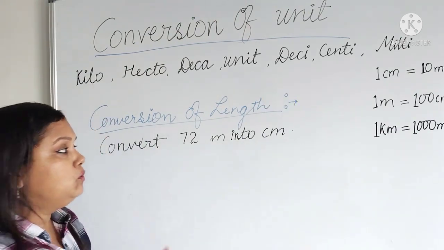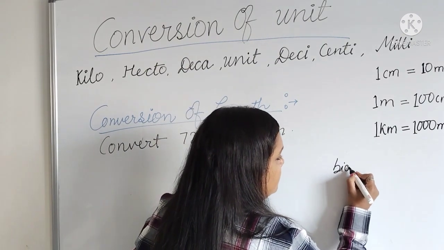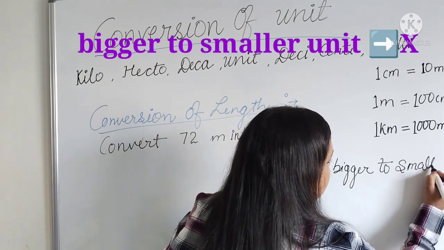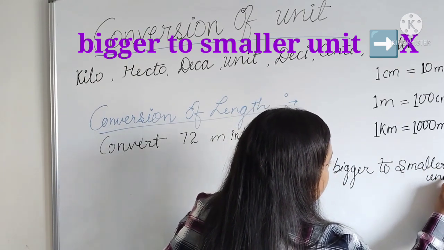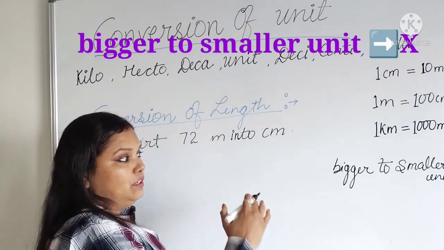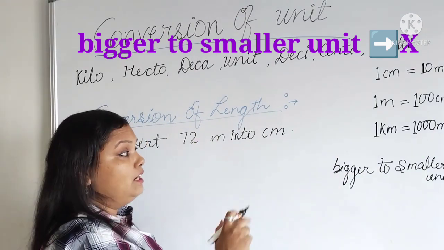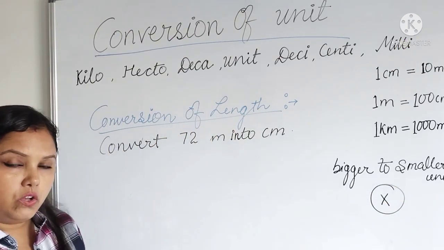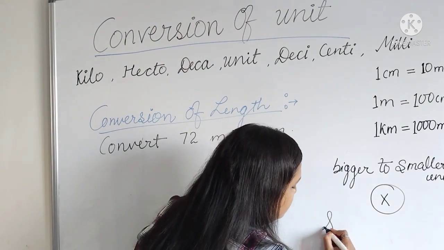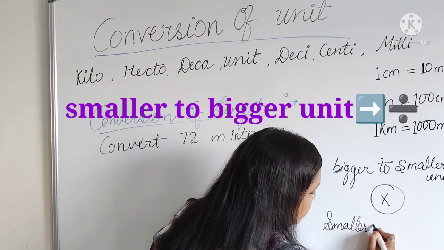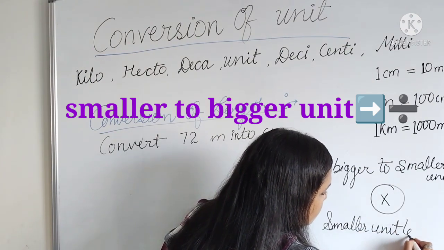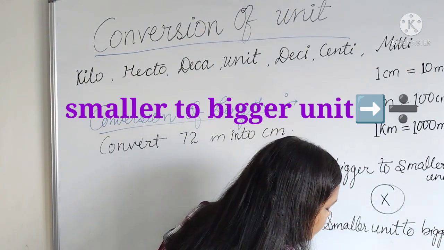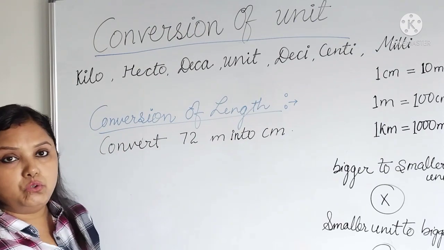So whenever we want to go from bigger to smaller unit, like meter to centimeter, what we need to do? We need to multiply. This we have to remember. And whenever we want to move from smaller unit to bigger unit, we need to divide. So these are the two basic rules.